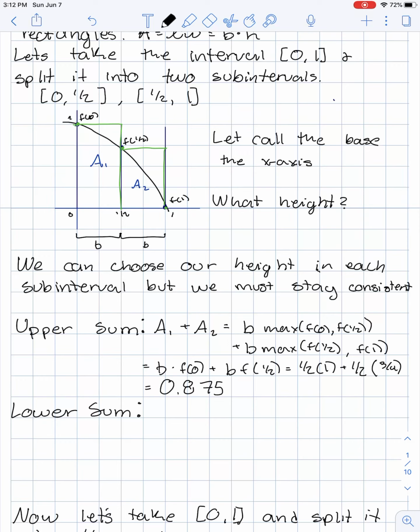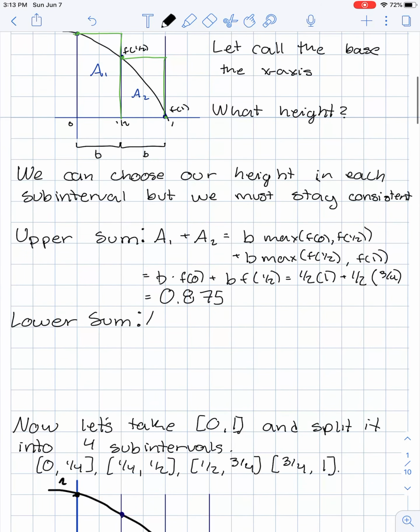So the lower sum works similarly, where I'm going to choose the lower of them. So for A1, that rectangle, f of 1/2 is the smaller one. So I can write that A1 plus A2 equals b times the minimum of f of 0, f of 1/2, plus b times the minimum, my second one, which is f of 1/2, f of 1.